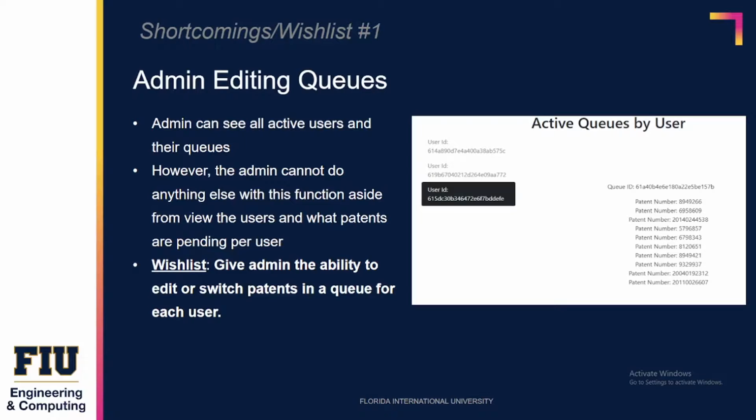As you can see on the picture on the right, you have all the user IDs, and when you click on one of the users, you'll see a list of patents because each queue has a list of patents that the user will be working on. But it would be a lot better if the admin was able to actually edit those queues, perhaps to prioritize a certain patent over another one.